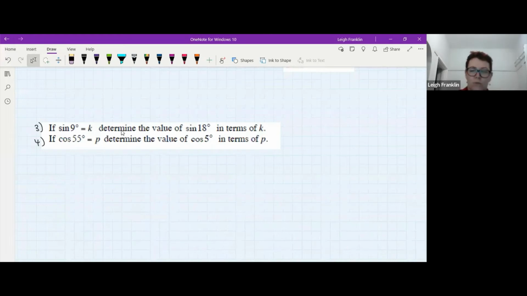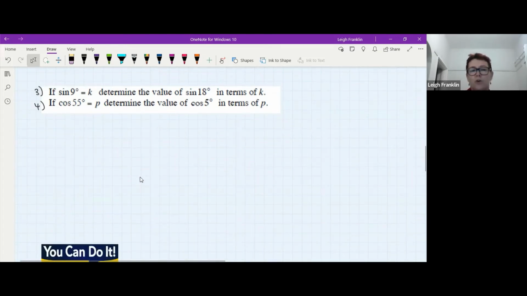This is more problem solving, and I wanted us to spend a little bit of time this lesson discussing these slightly more difficult questions. So number 4 is a little bit more difficult than number 3. In number 3, they tell us if the sine of 9 is equal to k, determine the value of the sine of 18 in terms of k. Given the discussion we've had and what we know up to this point, it shouldn't be too difficult to figure out what's going on here. Does anybody want to tell me what they think we should do for number 3?